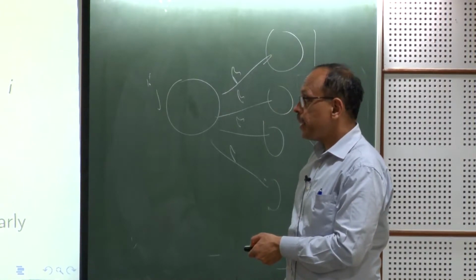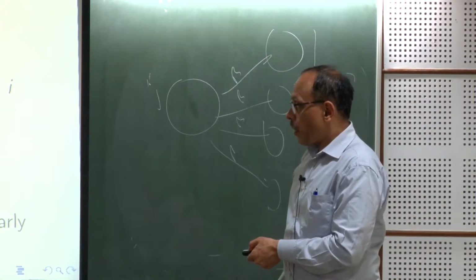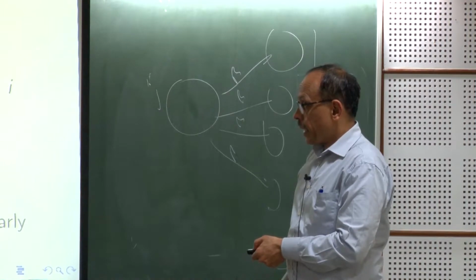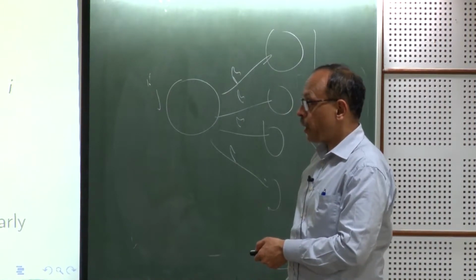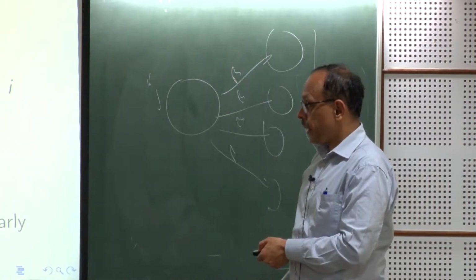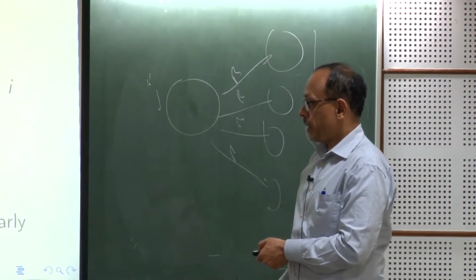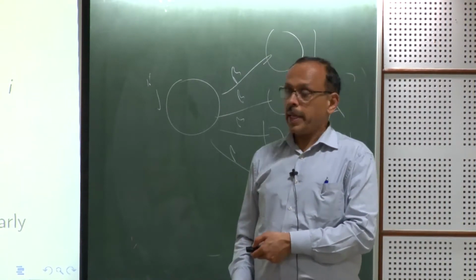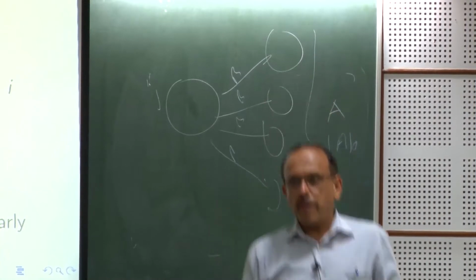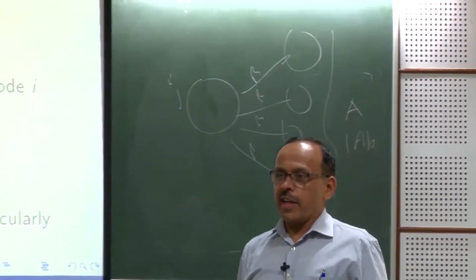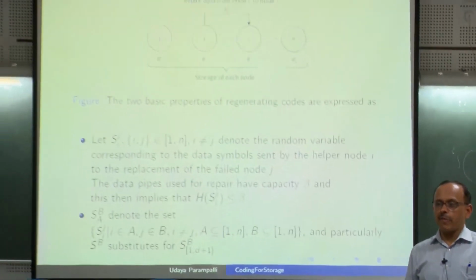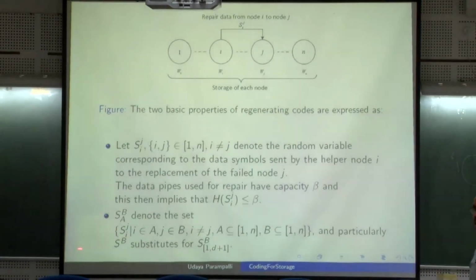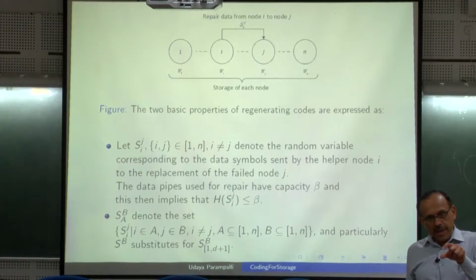So this is what you do. S_AB denotes the set of S_ij, where i belongs to A, that means all the elements in one set, and j belongs to B, another set, i not equal to j. So A and B are subsets, and this is how it is done. This is just to have a set of variables. Now all these variables are dedicated to repair a node.